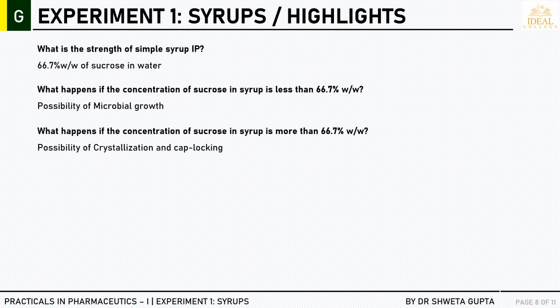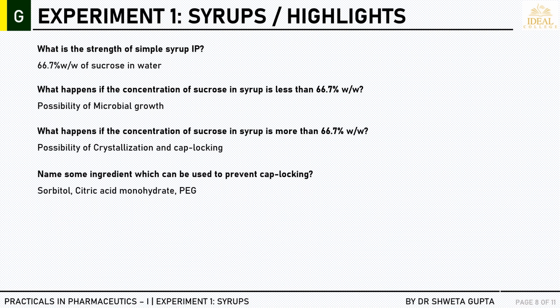What happens if the concentration of sucrose in syrup is more than 66.7% weight by weight? At concentrations more than 66.7% weight by weight of sucrose, the solution will become supersaturated, which may lead to formation of crystals and which further can lead to the cap locking phenomenon. Name some ingredients which can be used to prevent cap locking. Sorbitol, PEG, citric acid monohydrate are reported to prevent cap locking.